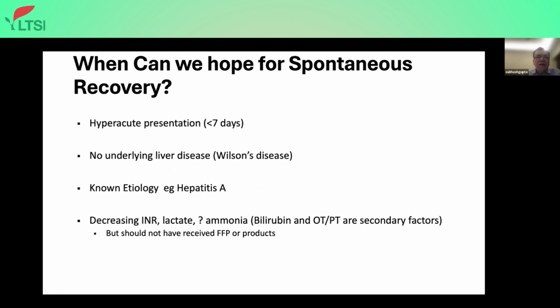So when there is hope for spontaneous recovery, if there's a hyperacute presentation, there's no underlying liver disease. For example, if you have Wilson's disease in the background, because time and again, Wilson's disease will present with fulminant liver failure, and you have to keep that in mind. Or there is a known etiology and the trend is towards improvement, then obviously you would like to defer transplant at least till as late as possible. Next.